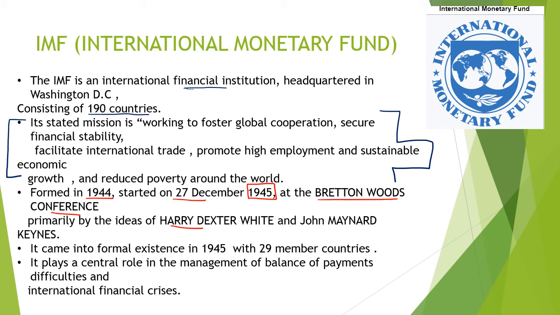It came into formal existence in 1945 with 29 members. So basically, initially, IMF had 29 member countries when it was formed. It plays a central role in the management of balance of payment difficulties and international financial crisis.